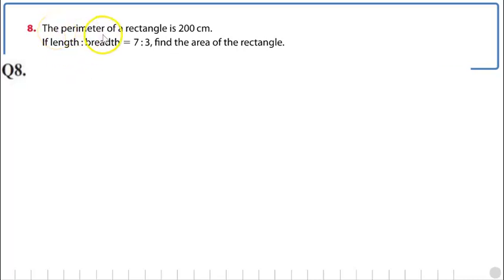Question 8. The perimeter of a rectangle is 200 centimeters. If the length to breadth equals 7 to 3, find the area of the rectangle.